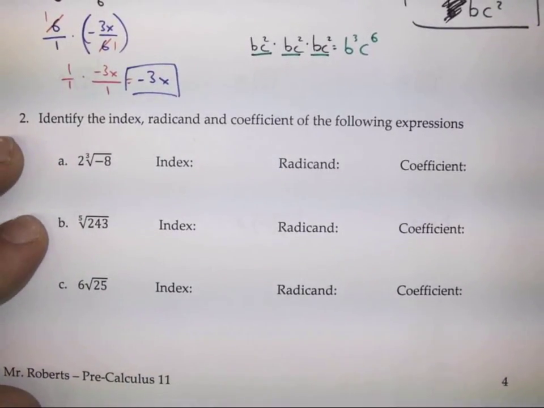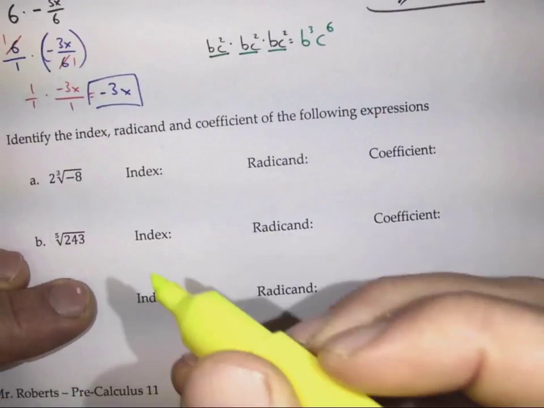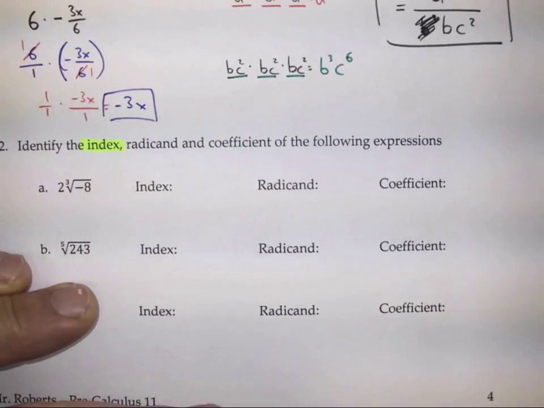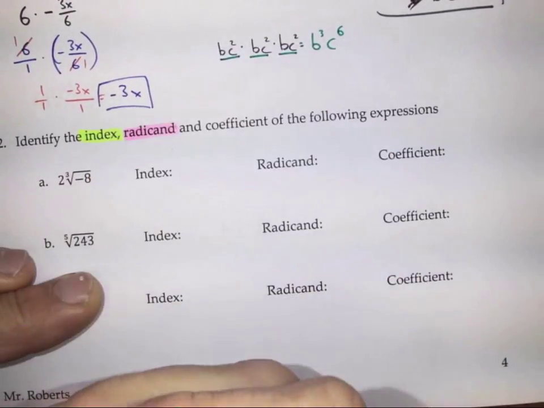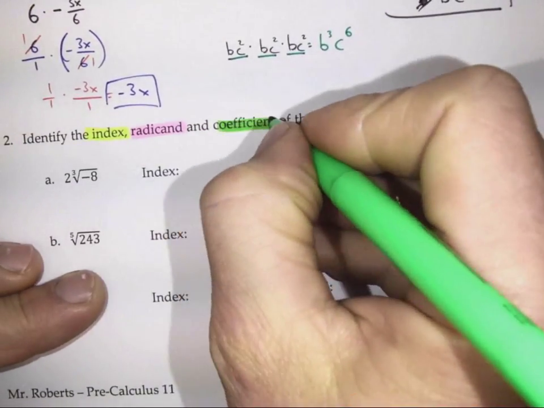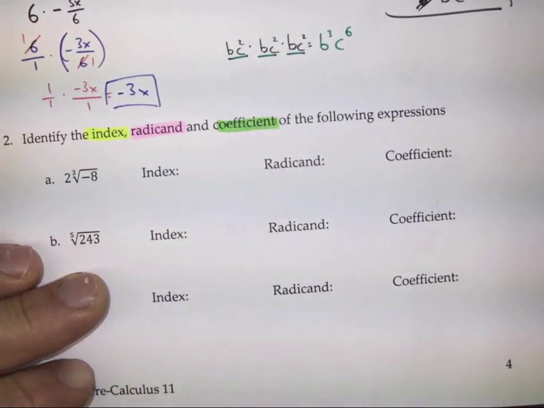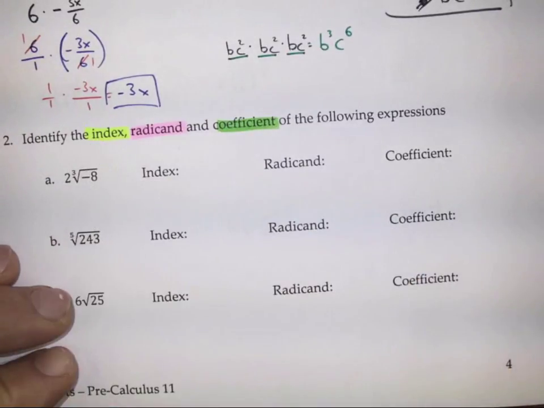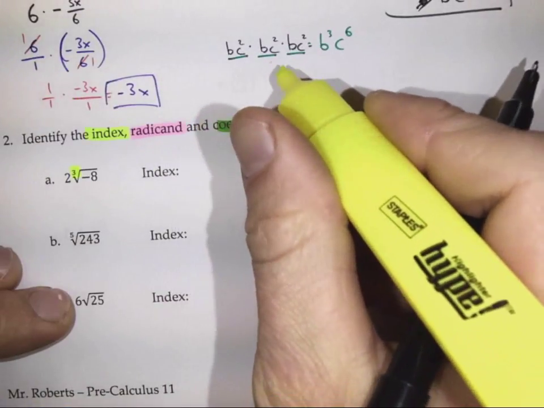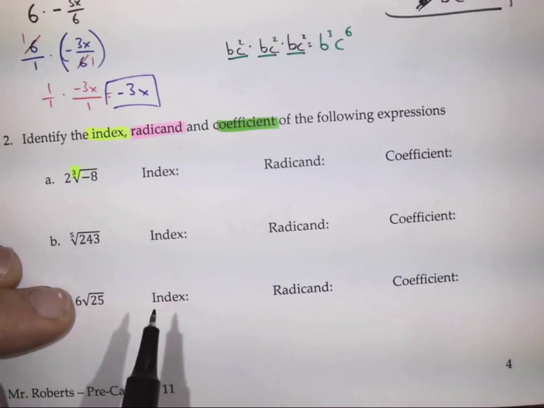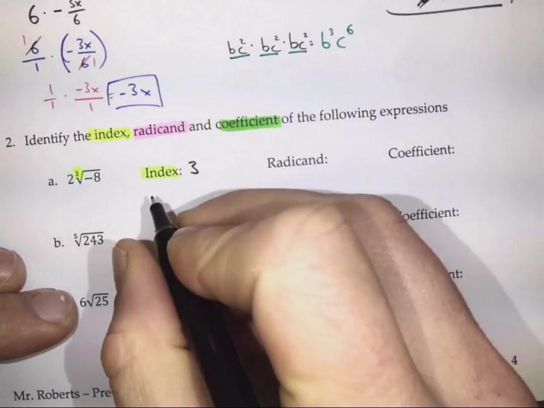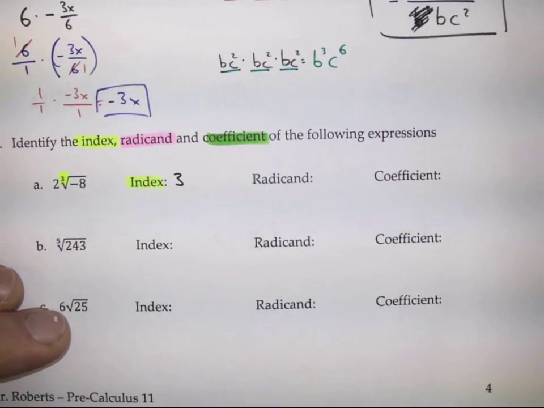We'll move on to question 2. So question 2 asks us to identify the index, which I'm going to highlight with yellow, the radicand, which I'll highlight with pink, and the coefficient, which I'll use a green highlighter for. So really this is just a vocabulary question. An index, that's a number that's tucked in the middle here. And that tells us how many terms we're multiplying together to get the number on the inside. And so the index is 3 in this case. This is a cube root. The index of a cube root is 3.